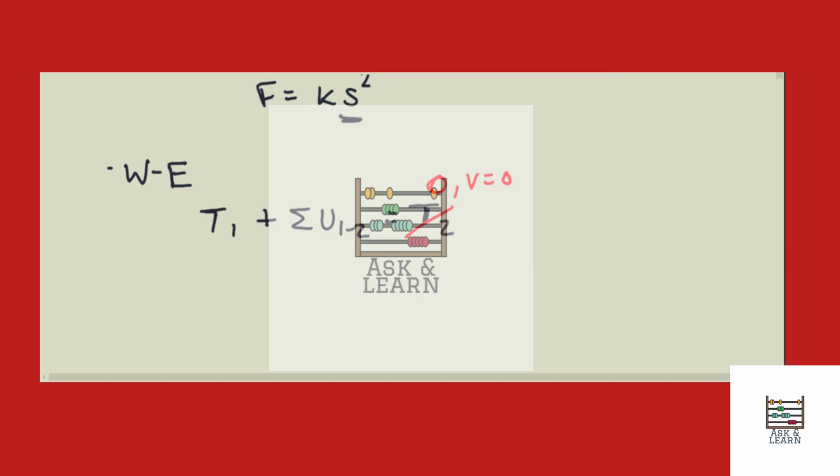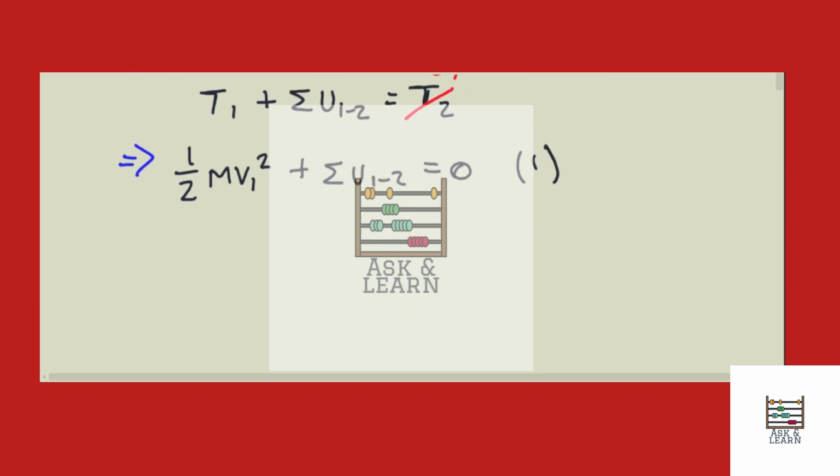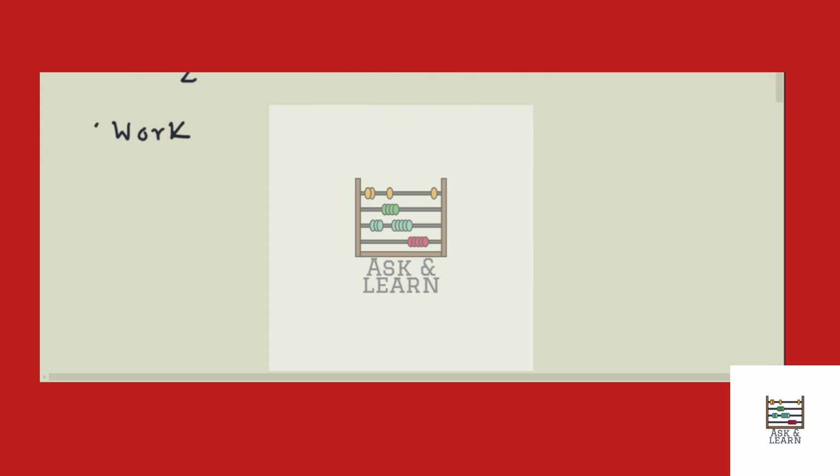So now we're just left with the initial kinetic energy, 1/2 m v1 squared, plus the work being done by the forces, and this is equal to 0. We'll call this equation 1. So now let's look at work.